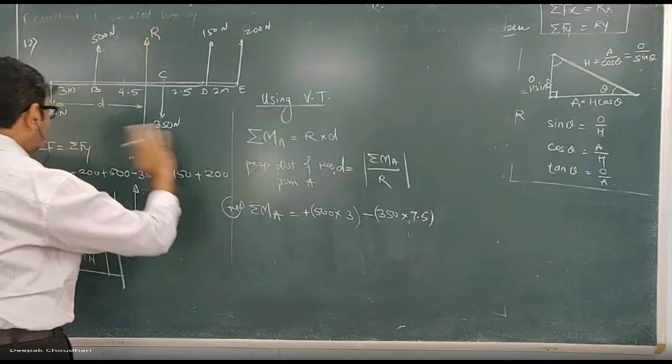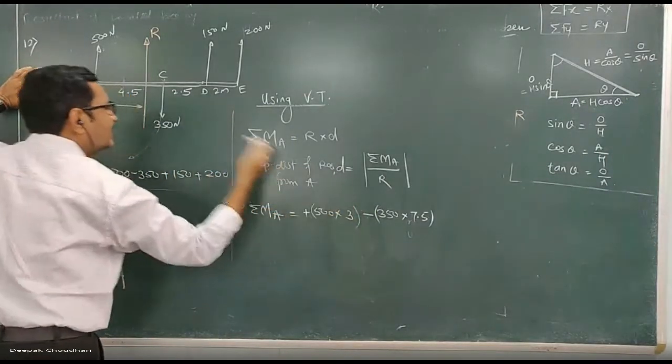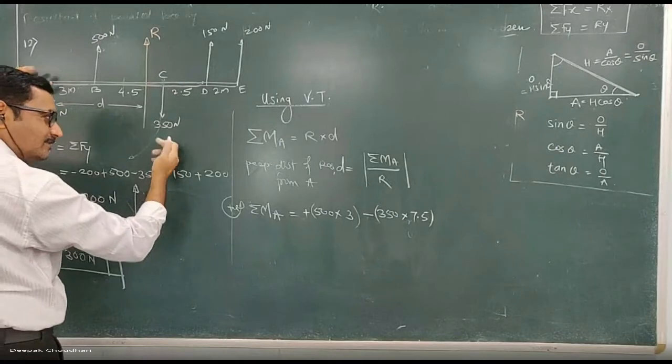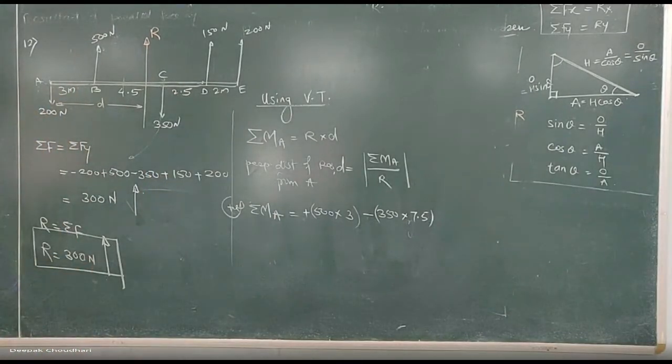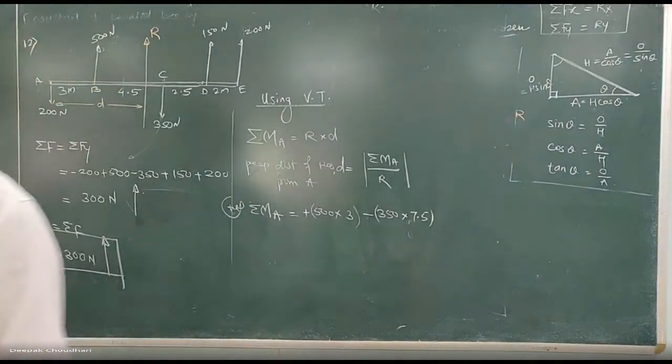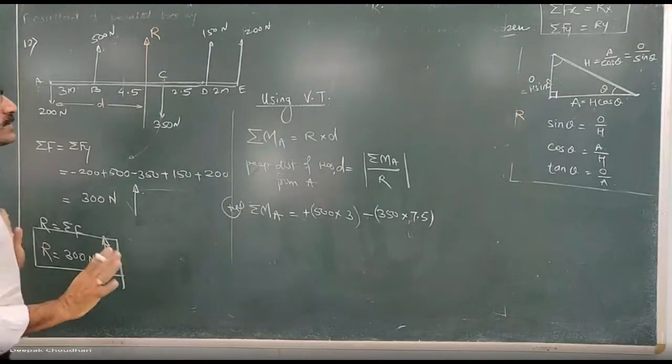ये plus इसलिए नहीं है कि ये force upward है, या तो ये minus इसलिए नहीं है कि ये force downward है. Okay, in the equation of the moment, the sign convention plus and minus you have to use for the moment and not for the forces. Forces का sign convention summation of Fx और summation of Fy में आएगा. When you take the algebraic summation of the forces, उसमें forces का sign convention आएगा. Moment के equation में moment का sign convention, force का नहीं.